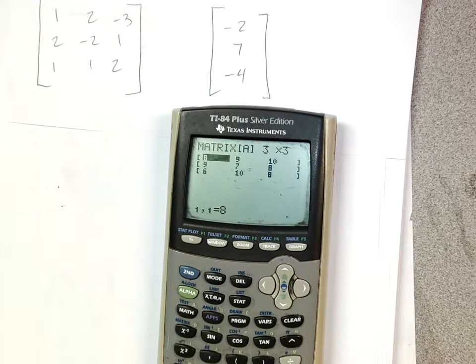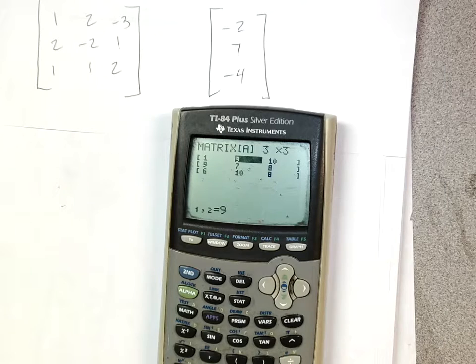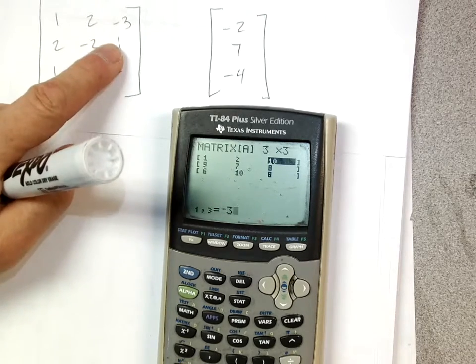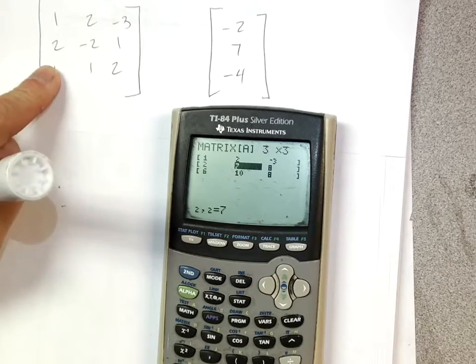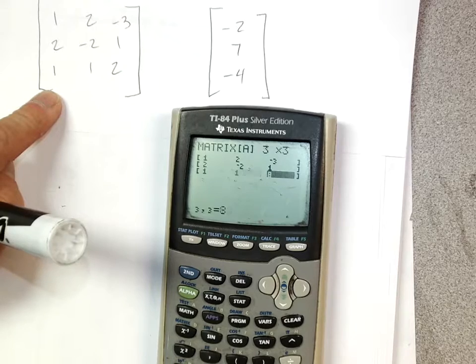So now I'm going to put in the numbers, okay? I'm just going to type over the old numbers. 1, enter. So I'm going to enter data. I'm going to go 1, enter, 2, enter, -3, enter, 2, -2, 1, 1, 1, 2, okay?